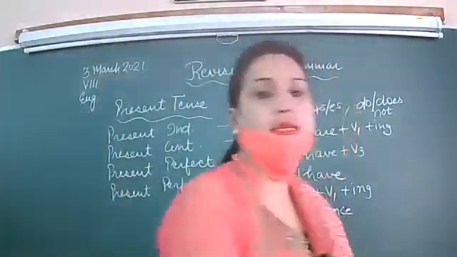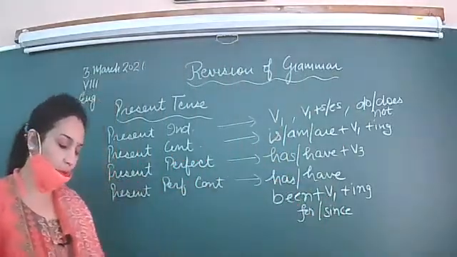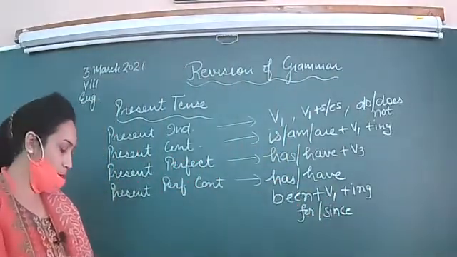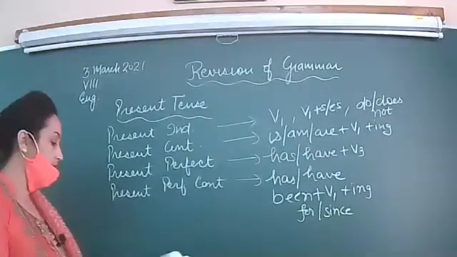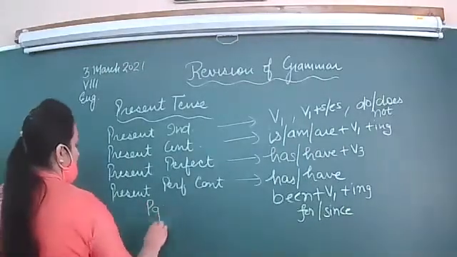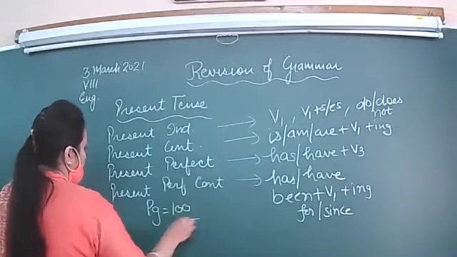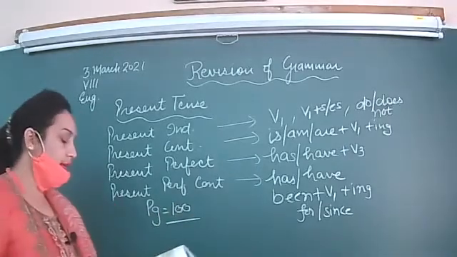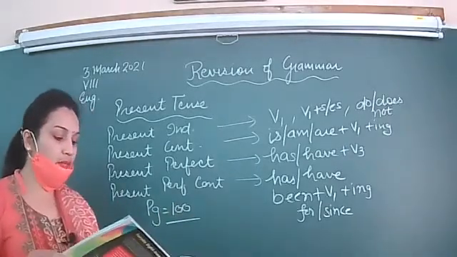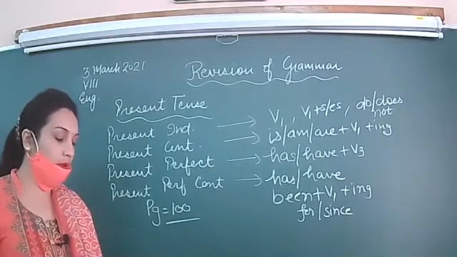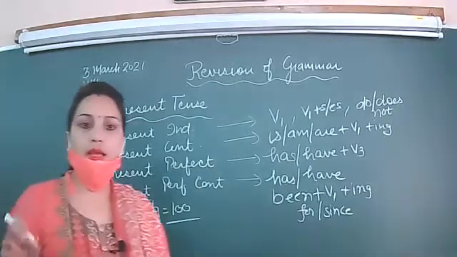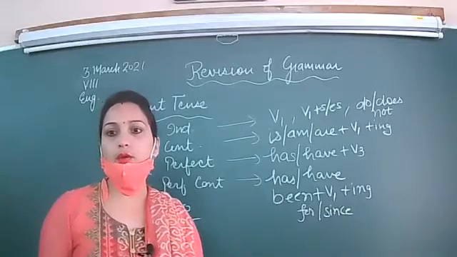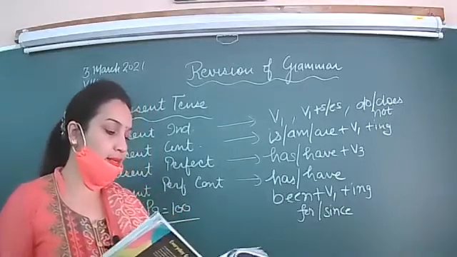Now let's take one exercise from your grammar book. I'm going to take page number 100 from your grammar book. Make sentences in the simple present tense using the sentence parts given. See, words are given. You have to pick up those words and frame these sentences.